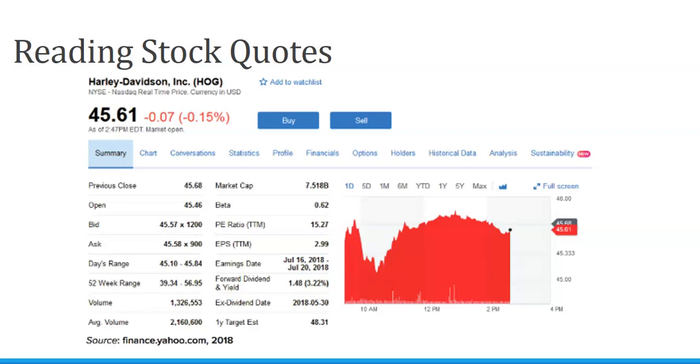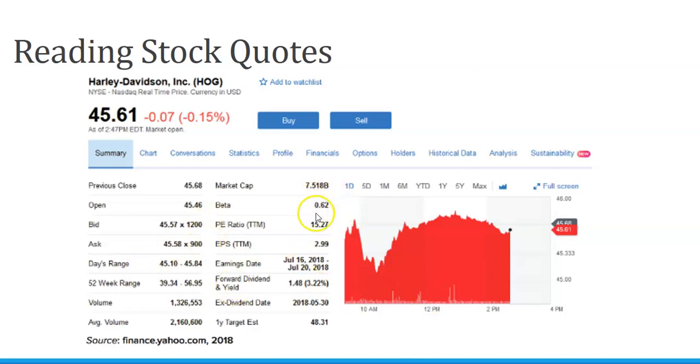And open is the first price of the current day. The high price for this day so far is shown in the day's range, we can see what the current day's range is here. And the week's range. The bid and ask are the highest price someone was willing to pay and the lowest price someone was willing to take. So for example, 45.57 times 1200 tells you that someone was willing to pay $45.57 a share for up to 1200 shares.